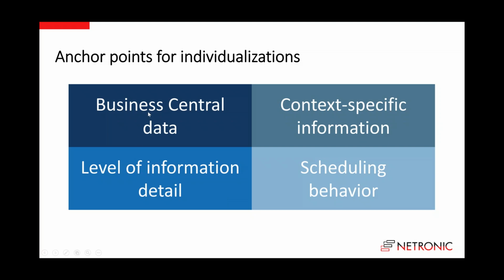This is the Business Central data. So which kind of data do we want to see in the products? Then this is the question of context specific information. Which kind of information do I want to see in a given scheduling context? Then there is the question of the level of information detail. Which detail of information do I need to see in which scheduling situation or for making which kind of decisions?